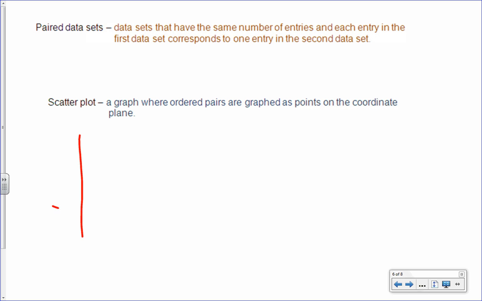So for example, if we had a bunch of data, we would just kind of do this. Again, this would have to be paired data, right? There'd have to be an X and a Y to go together, right? Well, we would not necessarily connect them. They would just be scattered, hence the name.